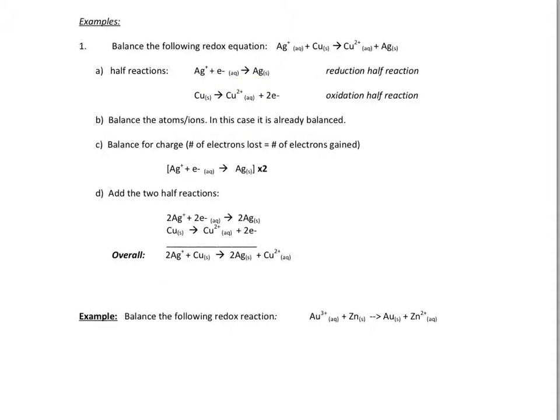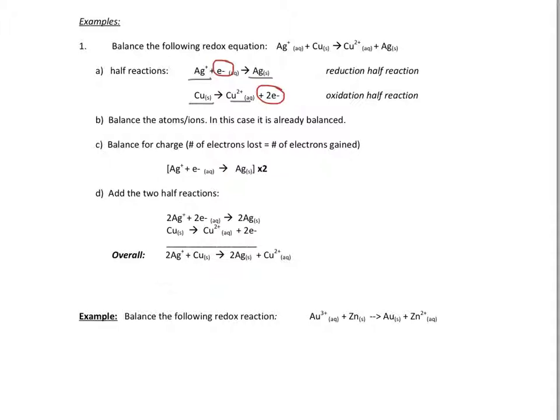You'll notice here that the number of electrons gained does not equal the number of electrons lost, which means we need to proceed to step 2. In step 2, you have to balance for the number of atoms. In this case, we don't need to do anything. We have 1 silver and 1 silver, 1 copper and 1 copper by looking at the coefficients. Now we need to balance for the charge. We need to make sure that the number of electrons lost equals the number of electrons gained.